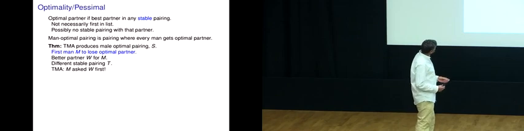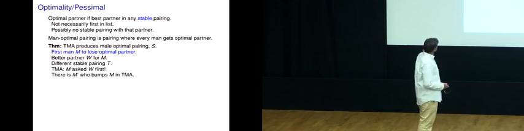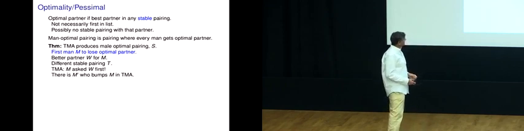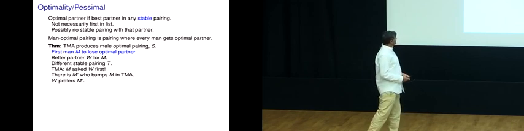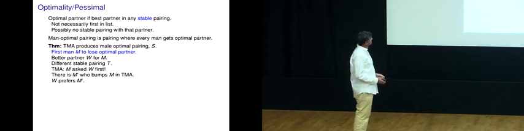Now, if he liked W better, he must have asked her. But there's some M prime who bumps M off in the table. The reason he didn't stay with her is because she rejected him. And if she rejected him, there must be somebody else she liked better, M prime. Now, W prefers M prime to M because she chose M prime over M.